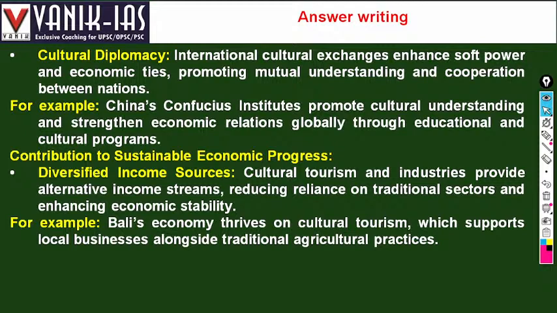Cultural diplomacy: international cultural exchanges enhance soft power and economic ties, promoting mutual understanding and cooperation between nations. For example, China's Confucius Institutes promote cultural understanding and strengthen economic relations globally through educational and cultural programs. Contribution to sustainable economic progress. Diversified income sources: cultural tourism and industry provide alternative income streams, reducing reliance on traditional sectors and enhancing economic stability. For example, Bali's economy thrives on cultural tourism, which supports local businesses alongside traditional agricultural practices.